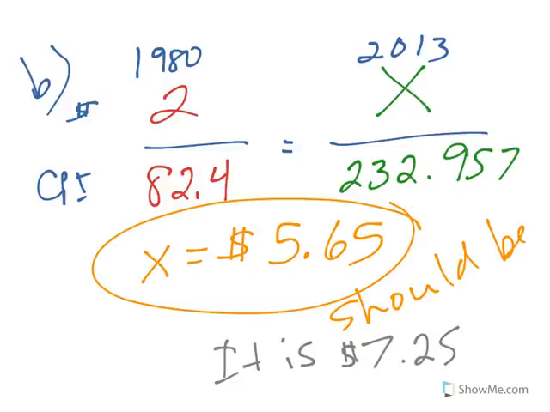It is $7.25. So that tells you that minimum wage has increased more quickly than inflation. If it had stayed with inflation, minimum wage would still be at 5.65, and it hasn't been that low since 2007, 2008. So we have been above the inflation rate for a long time. Okay, so yeah, that ends section 6.